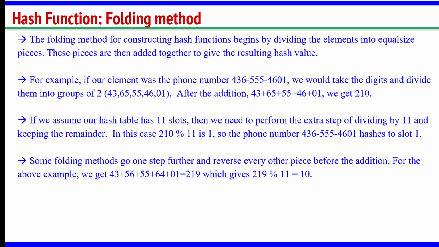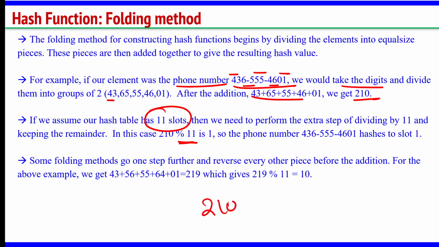So what is the folding method? If you want to store phone numbers like this, you take the digits and divide them into groups of two: 4 3, then 6 5, then 5 5, then 4 6, then 0 1. Do the summation of that, and you get 210. To that 210 you apply modulo 11. Suppose there are 11 slots in the table; you do 210 modulo 11 and get the answer 1. So you can store this in location 1. Like this you can keep doing it. There is a high chance this reduces the collisions, but we cannot guarantee 100% collision free.